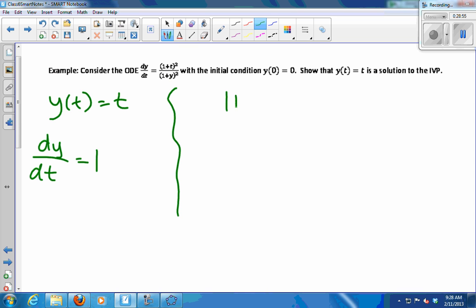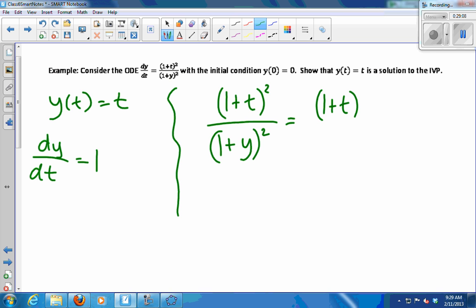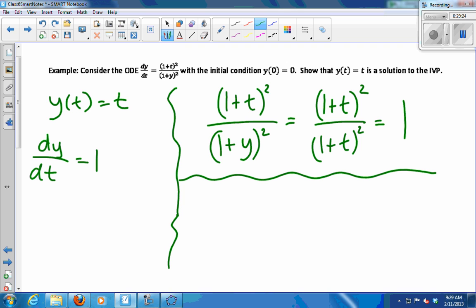Okay, so I have 1 plus t squared over 1 plus y squared. And now I'm going to plug in the fact that y equals t. Replace my y with a t here, so I have 1 plus t squared over 1 plus t squared, which is 1, because the numerator and denominator are the same, right? And y of t equals t is my solution, right, that I'm checking. I have to make sure that the initial value also holds here. Does y of 0 equal 0?